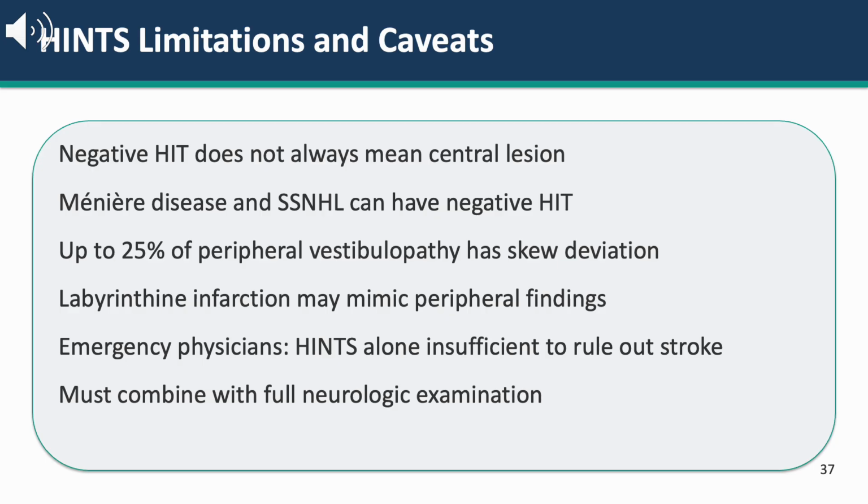Many patients with acute vestibular syndrome and negative head impulse test results are found to have peripheral, not central lesions, including Meniere disease and sudden sensorineural hearing loss with vertigo. Patients with peripheral vestibulopathy may have a skew deviation, suggesting wrongly that the lesion is central. In fact, up to a quarter of individuals with an acute unilateral vestibulopathy have a skew deviation. Some patients with labyrinthine infarction might not be identified with the HINTS plus approach.